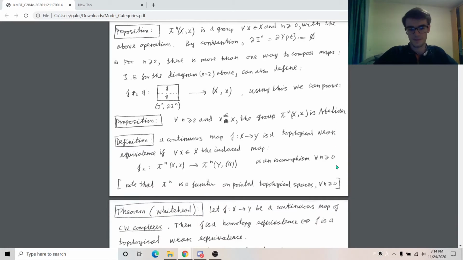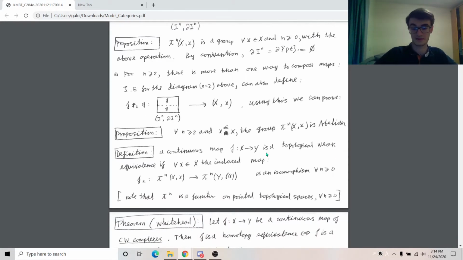This is all classical topology. If you have a continuous map between spaces, you will get that these high homotopy groups are functors. So you get an induced map from the high homotopy group of X at little x to that of Y at f of x. And we define a topological weak equivalence to be such a continuous map so that all these induced maps in high homotopy groups are isomorphisms. So a topological weak equivalence cannot be distinguished by high homotopy groups. As far as the high homotopy groups are concerned, this map can be an isomorphism.